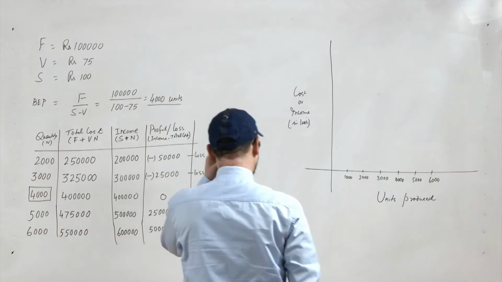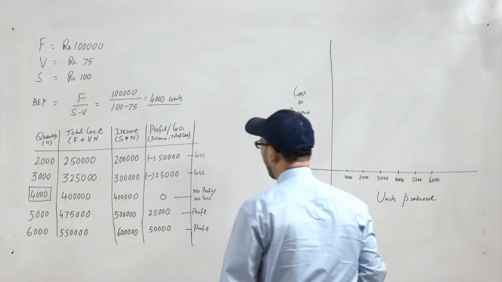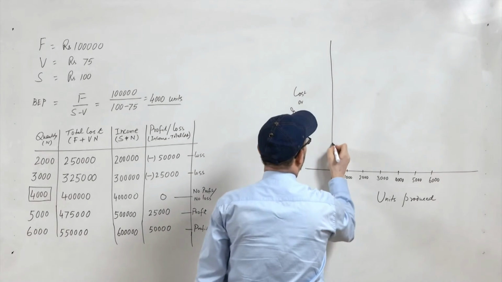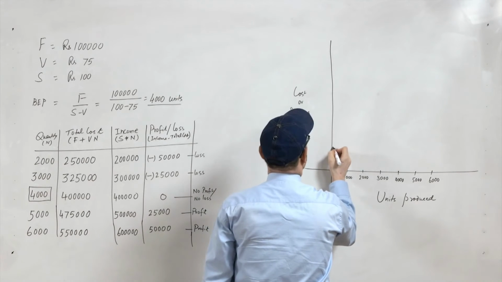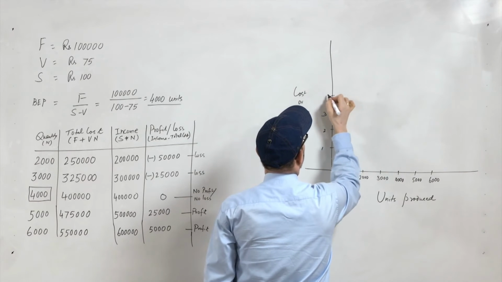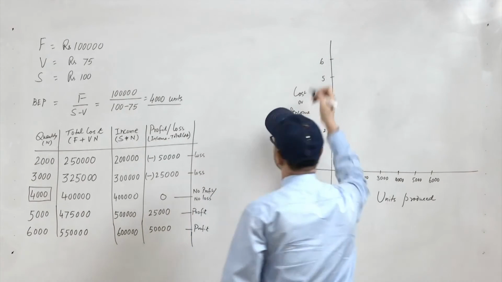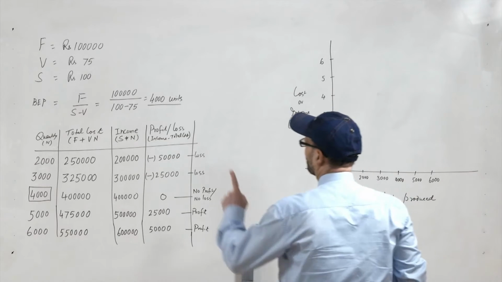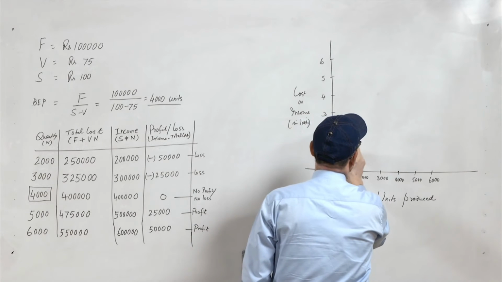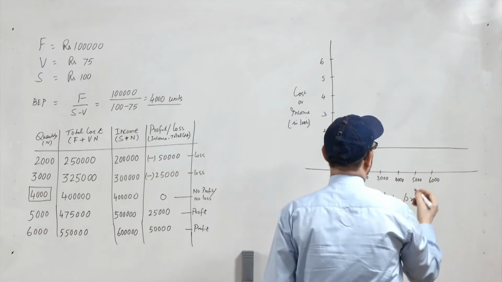So, for 1000 units, now let us see the fixed cost line. Let us draw here also 1, 2, 3, 4, 5, 6. So, this is in terms of lakhs of rupees. Now, the fixed cost is 1 lakh. So, the fixed cost line will move like this. This is the fixed cost.